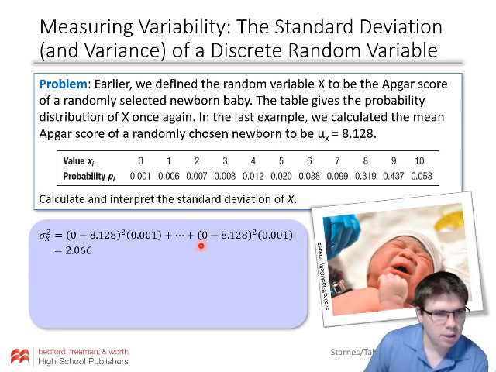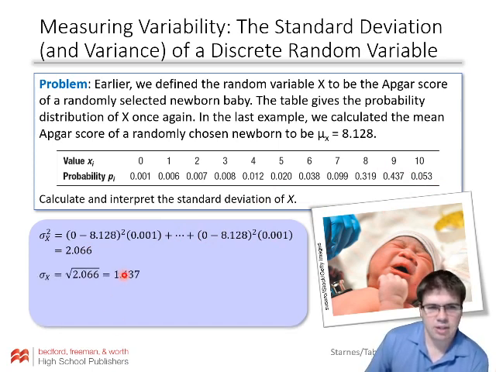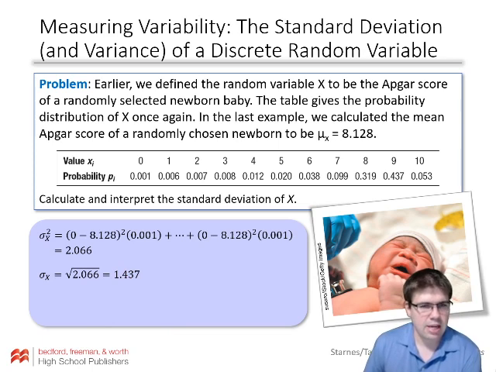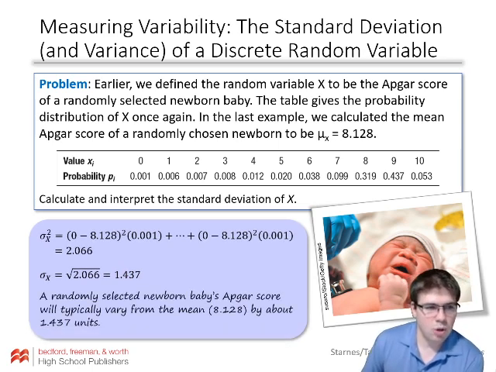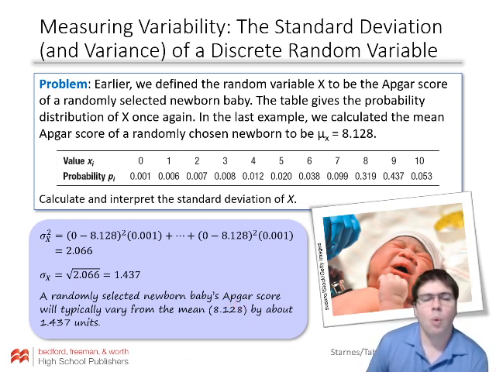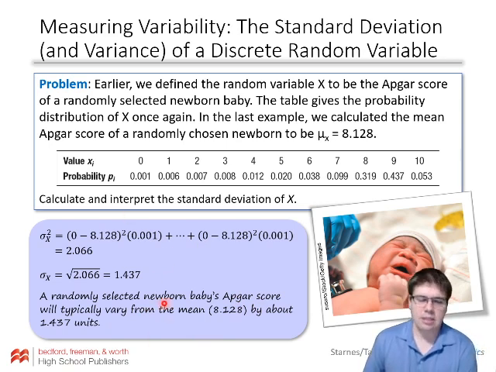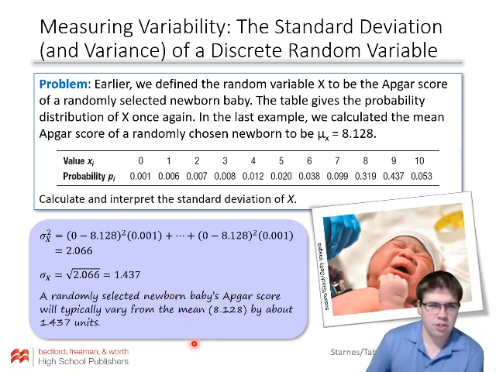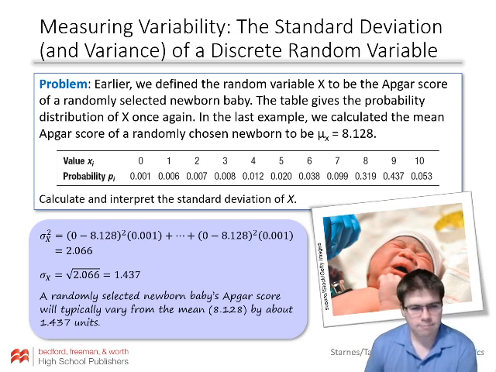This is a typo. They did the same thing again. That should say all the way through to 10 minus 8.128 squared times 0.053. And that's the variance. Take the square root, and you have the standard deviation. If we want to interpret that, a randomly selected newborn baby's Apgar score will typically vary from the mean of 8.128 by about 1.437 units. It's the typical distance from the mean. And that is standard deviation, so we can calculate the mean and standard deviation for discrete random variables.